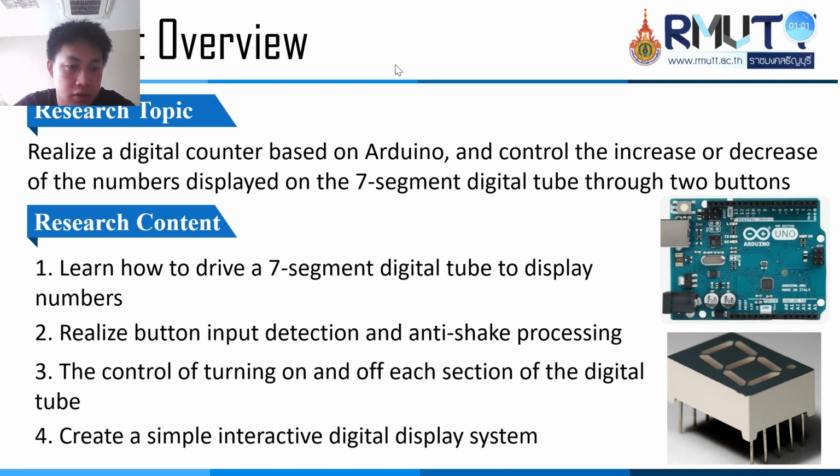The first one is to learn how to drive a 7-segment digital tube to display numbers. The second is to realize button input detection and anti-shake processing. The third one is the control of turning on and off each segment of the digital tube. The fourth one is to create a simple interactive digital display system.